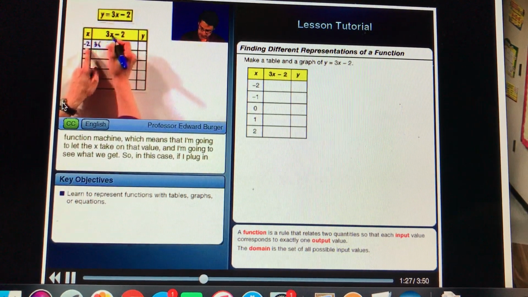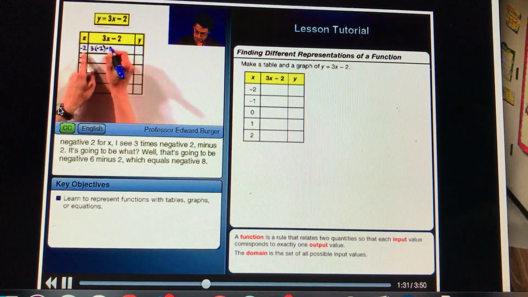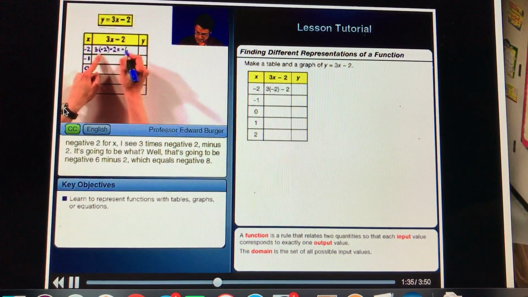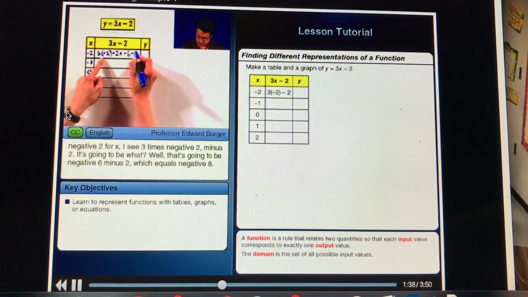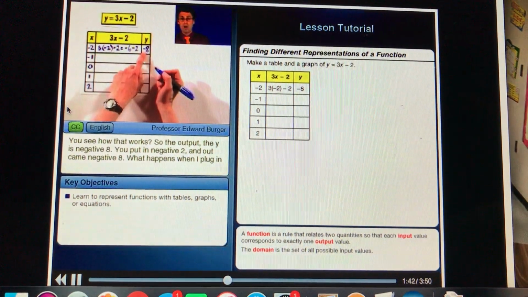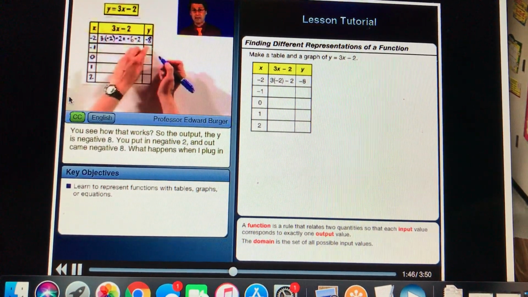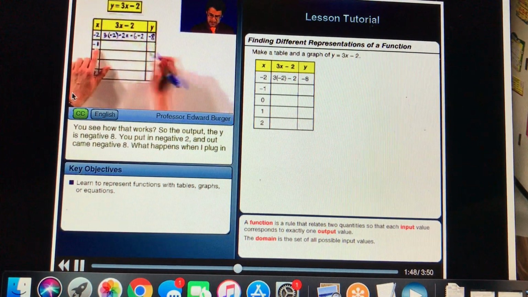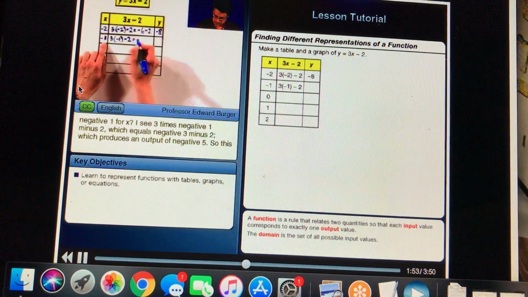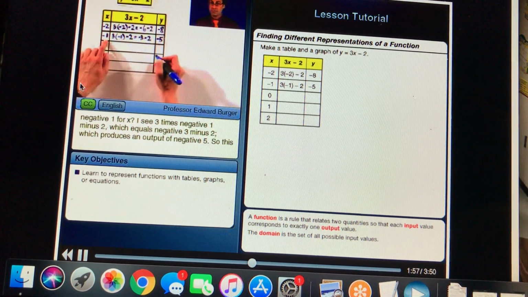So in this case, if I plug in negative 2 for x, I see 3 times negative 2 minus 2, which is going to be what? Well, that's going to be negative 6 minus 2, which equals negative 8. You see how that works? So the output, the y, is negative 8. You put in negative 2, and out came negative 8. What happens when I plug in negative 1 for x? I see 3 times negative 1 minus 2, which equals negative 3 minus 2, which produces an output of negative 5. See how this works?